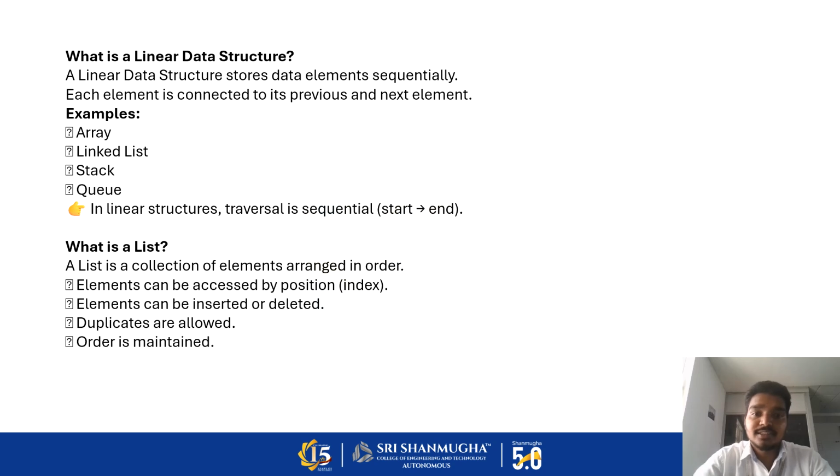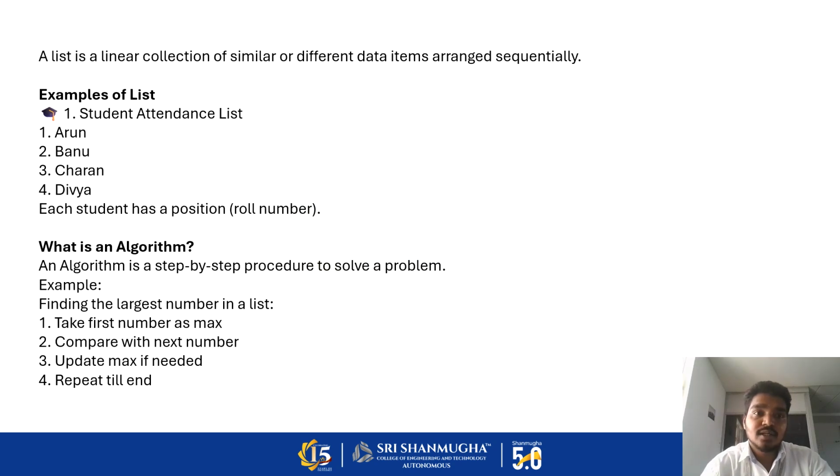Elements can be inserted or deleted. Duplicates are allowed and order is maintained. That is called a list. A linear list is a collection of similar elements arranged sequentially. A real-world example of a list is the students' attendance list. The data can be stored in alphabetic order, for example Arun, Banu, Saran, Divya. Each student, each person, has a roll number.